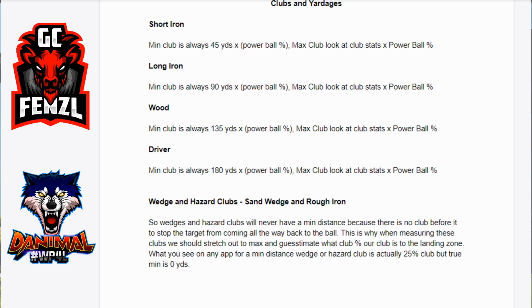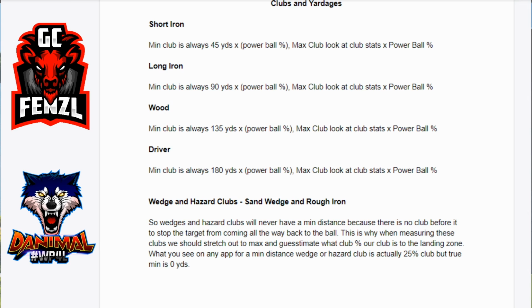Now, when it comes to wedge and hazard clubs, meaning your sand wedge, your rough iron, and your EB or whatever you're going to use, rapier, they never have a min distance because they don't have a club before them. So your min distance is always 0. So for these clubs, you're just going to stretch it out as fully as you can, and then you're going to break it down, 75, 50, 25. That's how I do it.